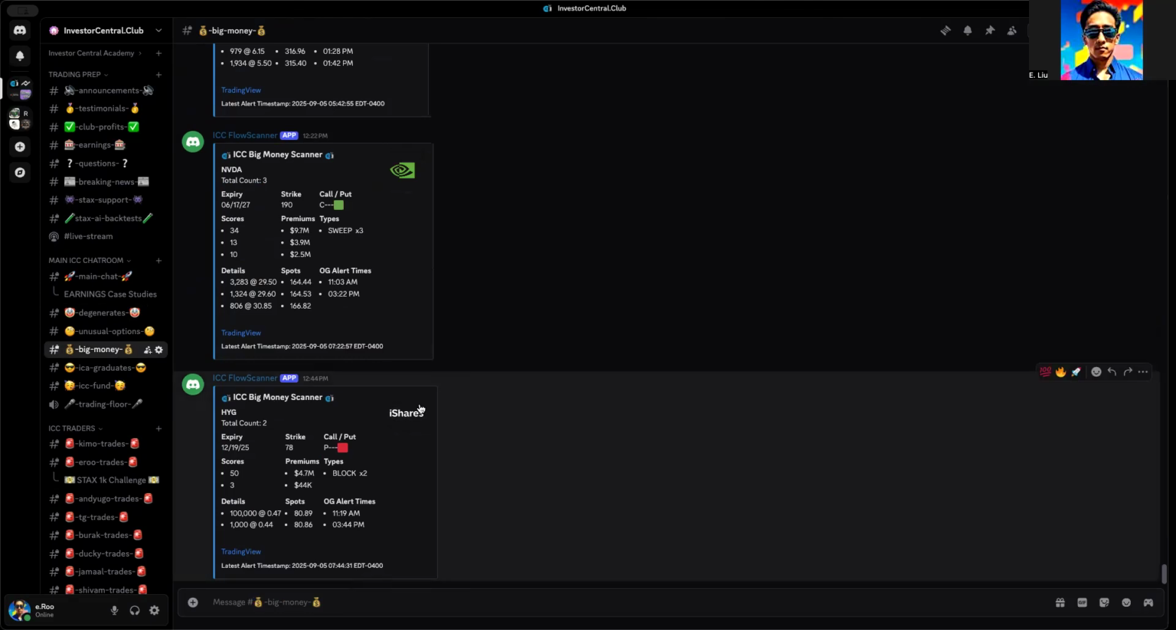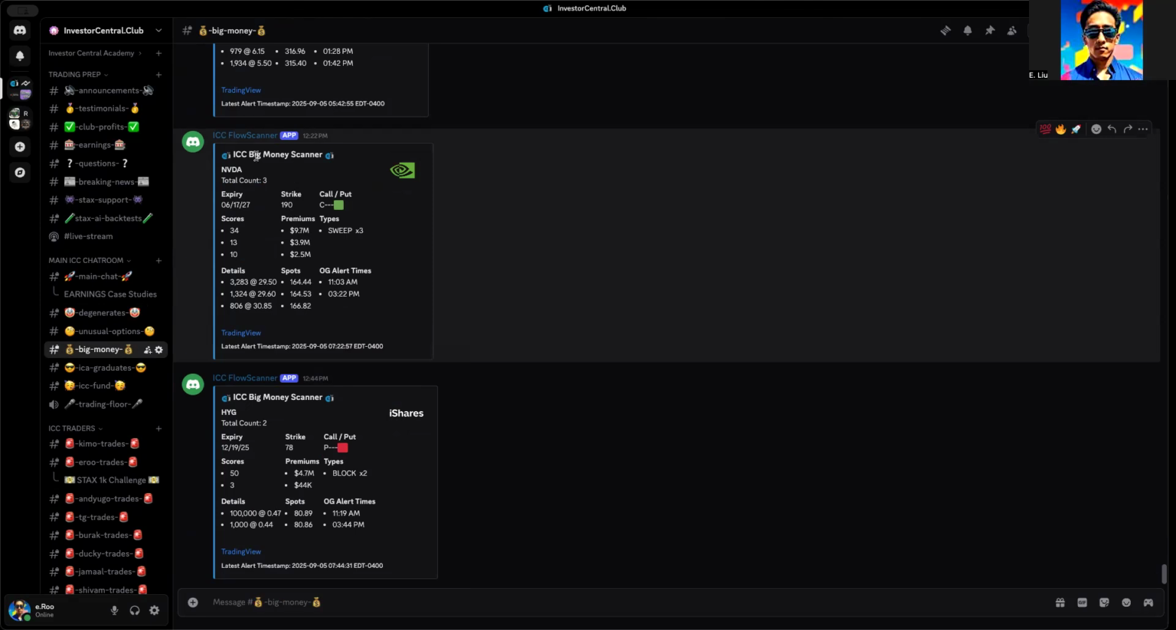If it has anything above $1 million, it gets thrown into the big money channel and it's in our ICC flow scanner as well. But what this does is it gives you the cumulative totals and how much money is being spent. So, for example, today we're looking at September 5th, 2025. They did buy some of 2027 NVIDIA, and they did spend $9.7 million as the initial sweep, and that was given a score of 34. So not exactly considered highly unusual, but still a pretty high score overall.